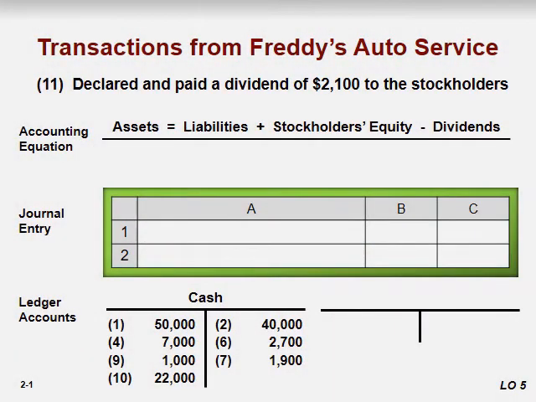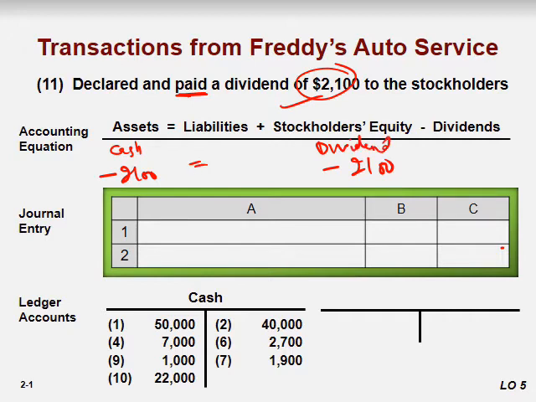Move further to our 11th, declare dividend. When dividend is declared, dividend is a part of shareholder equity account. So we declared and paid, which means cash is negative 2100 and dividend stockholder equity is also negative because we pay dividend. This equation is now balanced. And what are the journal entries?